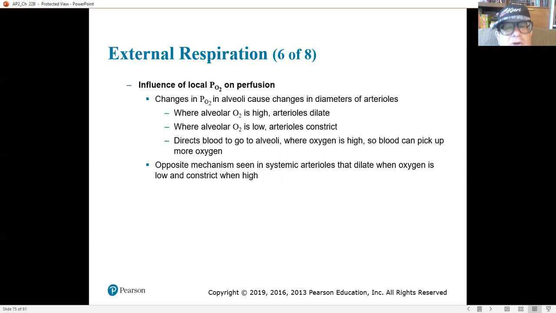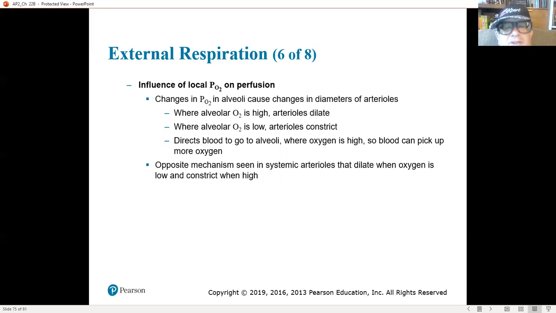If the alveolar oxygen is high, the arterioles dilate. What we're saying is, if we've got lots of oxygen in this alveolus to give, we're going to make the blood vessels going there open up, vasodilate, so more blood comes, more blood is delivered.